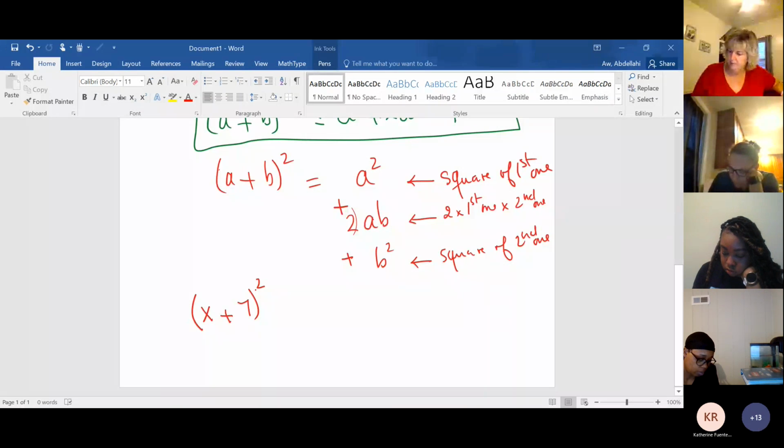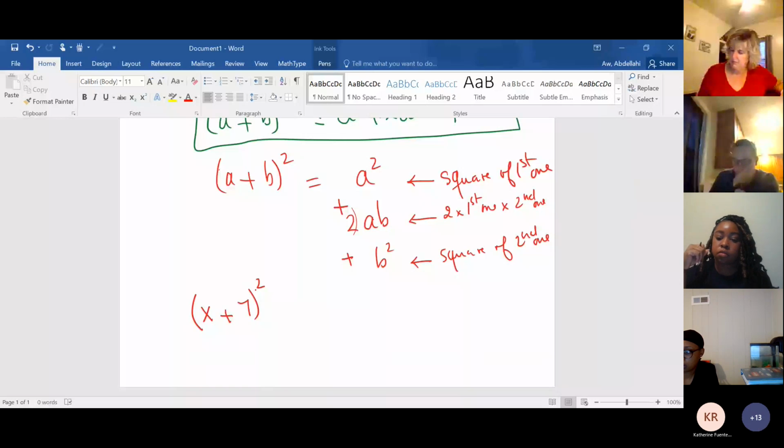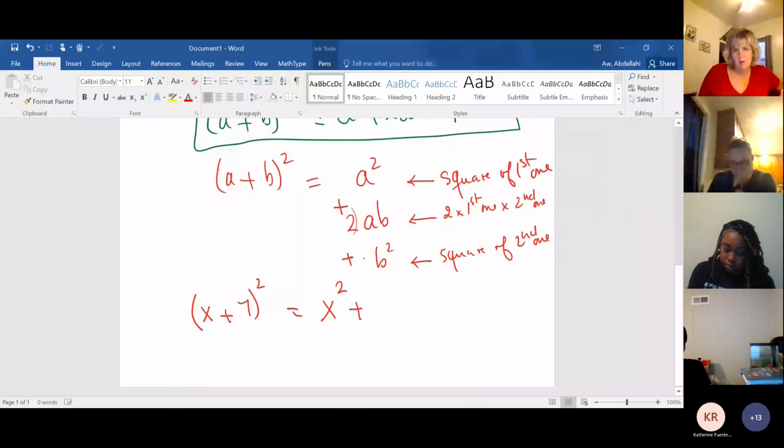If I know the formula, it will allow me to go faster. If I don't know the formula, what do I do? Go slower. I just go ahead and distribute, right? If you don't know the formula, then you have no choice but to write this explicitly, to distribute. But if you do know the formula, let's write the 3 terms. What is the first one squared? X squared.